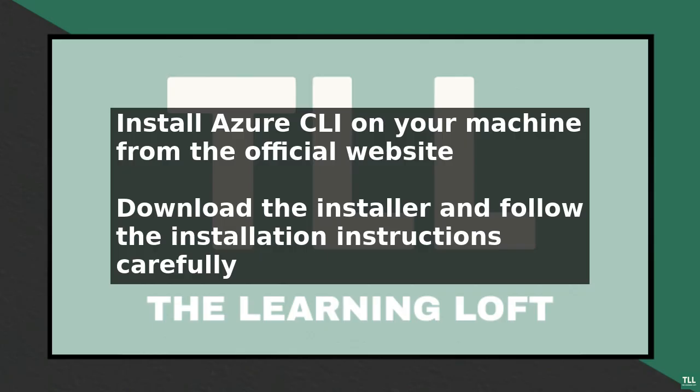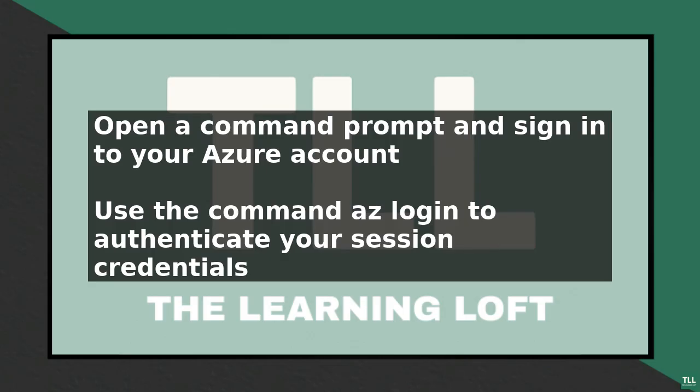Next, open a command prompt or terminal window and sign in to your Azure account using the command az login. This will prompt you to enter your Azure credentials and authenticate your session. After signing in, you need to select the subscription that you want to use for the managed identity. You can do this by using the command az account set followed by the subscription ID.